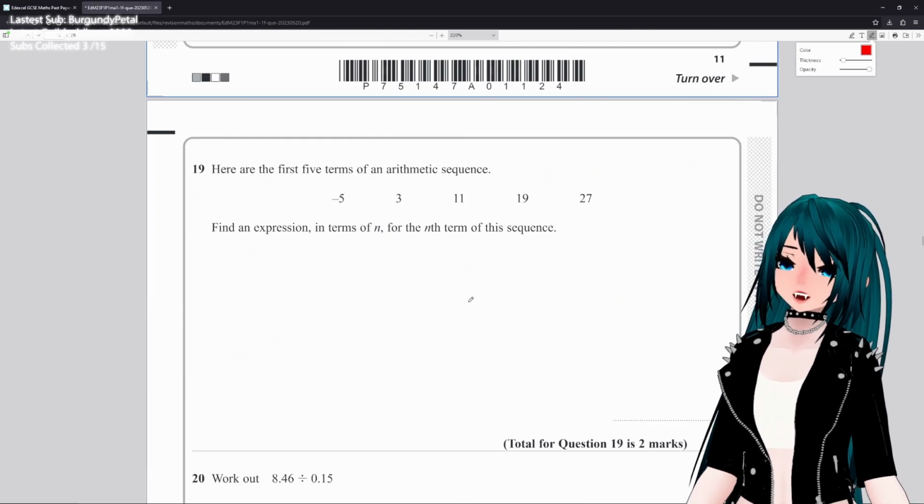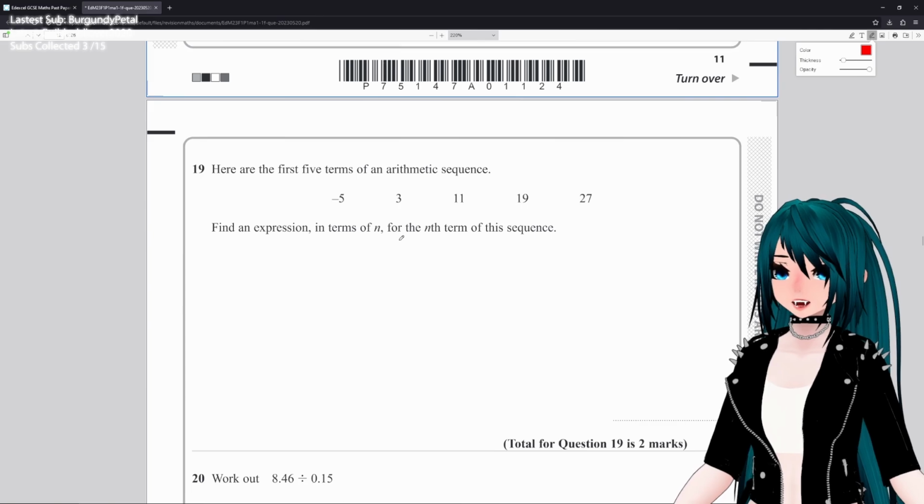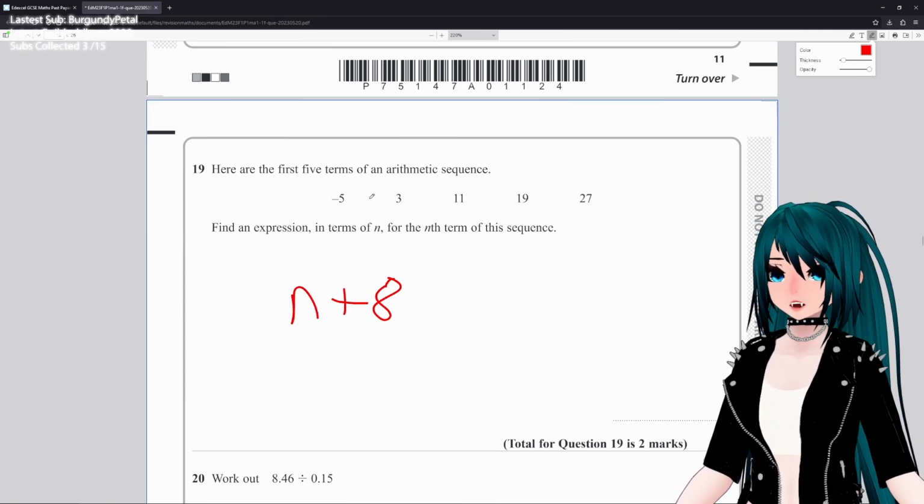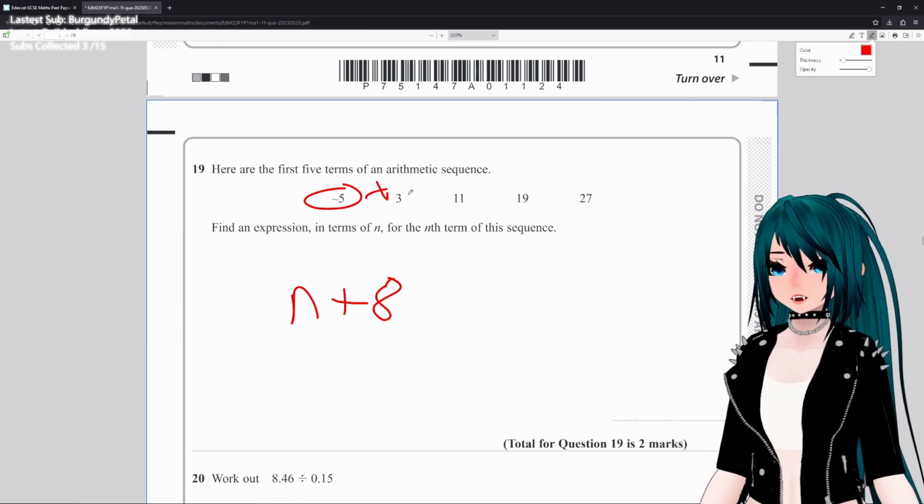Here are the first 5 in this sequence. You find an expression in the nth term of the sequence. Isn't it just n plus 8? So it's like the previous number plus 8 equals this one, right?